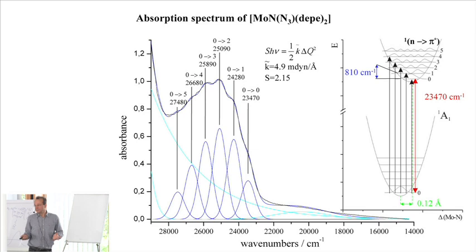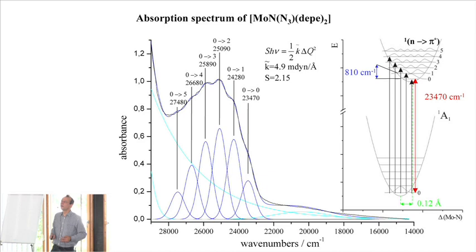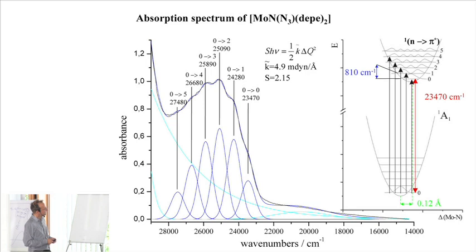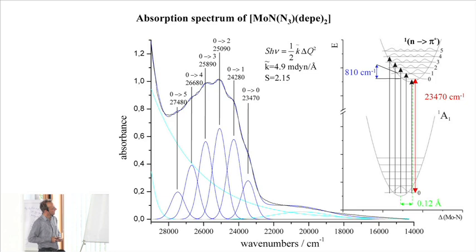And we measured this absorption spectrum here, and you see we got this nice progression in the molybdenum-N stretching coordinate. And from that progression, we could determine that the molybdenum-N frequency in the excited state is 810 wave numbers. And from fitting the intensity distribution to this expression, we got the Huang-Rhys factor S, which was about 2. And if we know the force constant, which we know from the frequency, and the S, we can calculate the delta Q. And it gives us a delta Q of 0.12 angstroms.